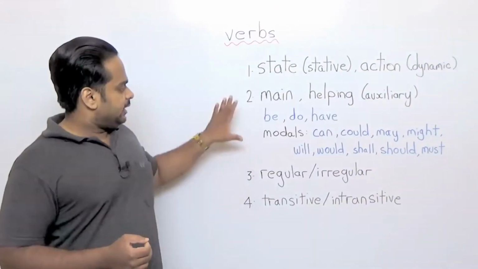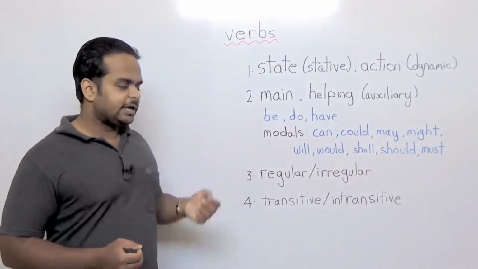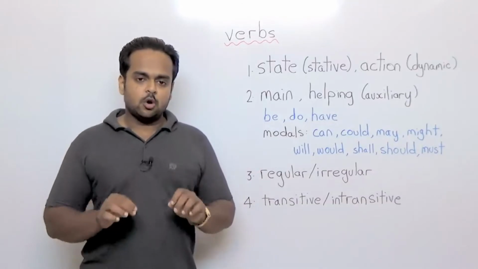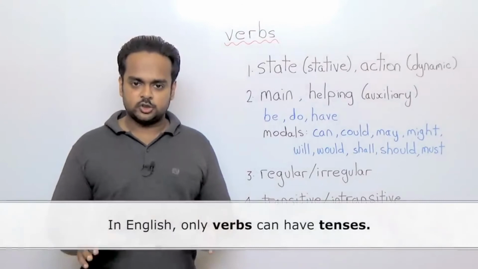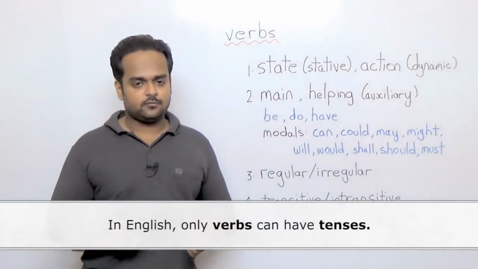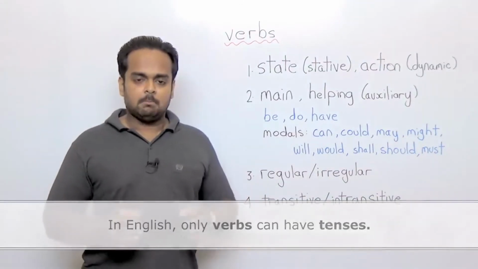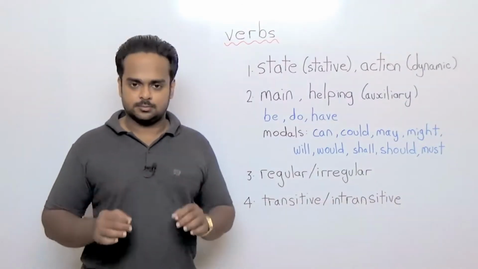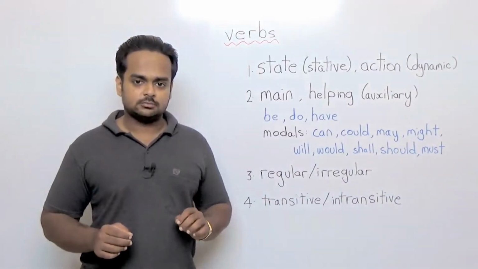Alright, so that's our discussion of main and helping verbs. Let's now move on and talk about regular and irregular verbs. To understand these, you need to know a little bit of background information. And that is that in English, only verbs can have tenses. Of course, you know about past tense, present tense, and future tense. But to make tenses, we change the forms of verbs. Do you know how many forms of verbs there are in English?